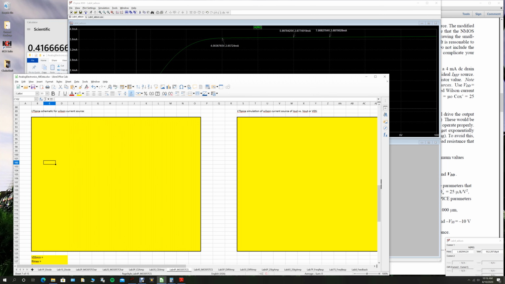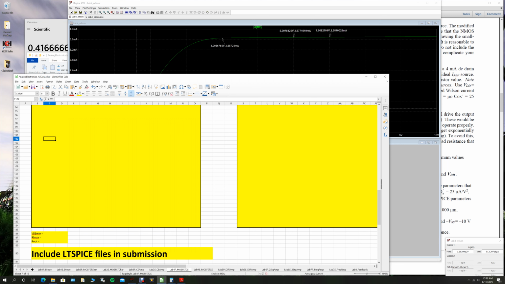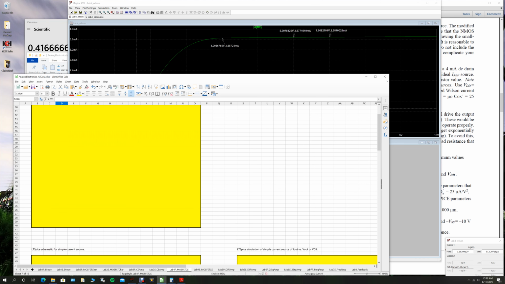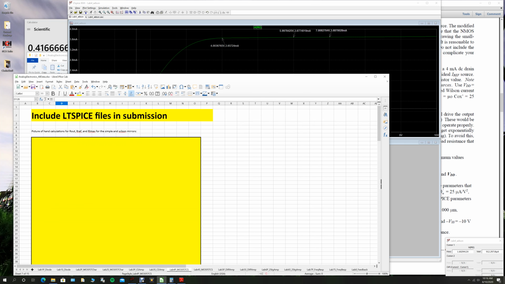So again, get a picture of the schematic, picture of this waveform up top. VDS min was about 4 volts. RL max, I just told you how to calculate it, and R out you can get from the slope of the output here using a couple of data points. And that's it. When you're done, just make sure you save off all your LT-Spice files, you have all of your pictures, and you submit all of this to my courses.